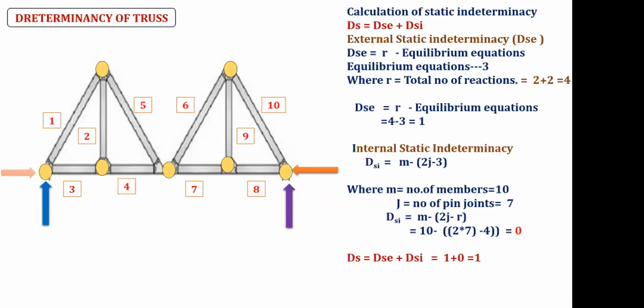here we have 10 members. If there is anything wrong in the number of members, please inform me. j equals the number of joints. Now we can apply m minus 2j minus r. So 10 minus 2 into 7 minus 4.